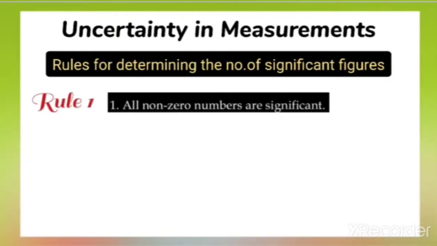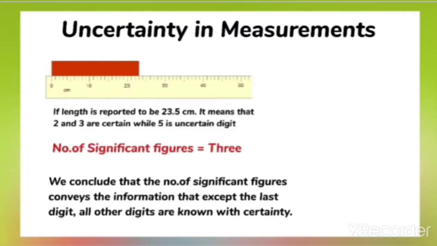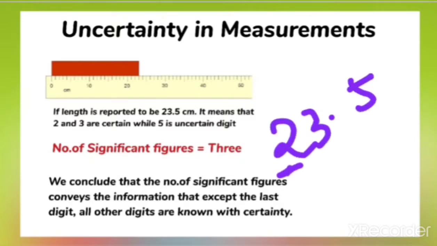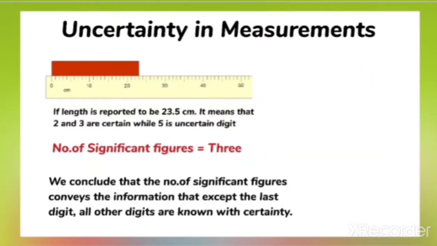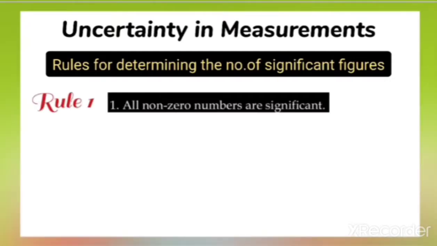Rule 1. All non-zero numbers are significant. All non-zero numbers are significant. Just now we took the example 23.5. 2 is a non-zero, 3 is a non-zero number, and even 5 is a non-zero. That means this is significant, this one is significant, and this one is also significant. That's why here there are 3 significant figures. So in the first rule, all non-zero numbers are significant.